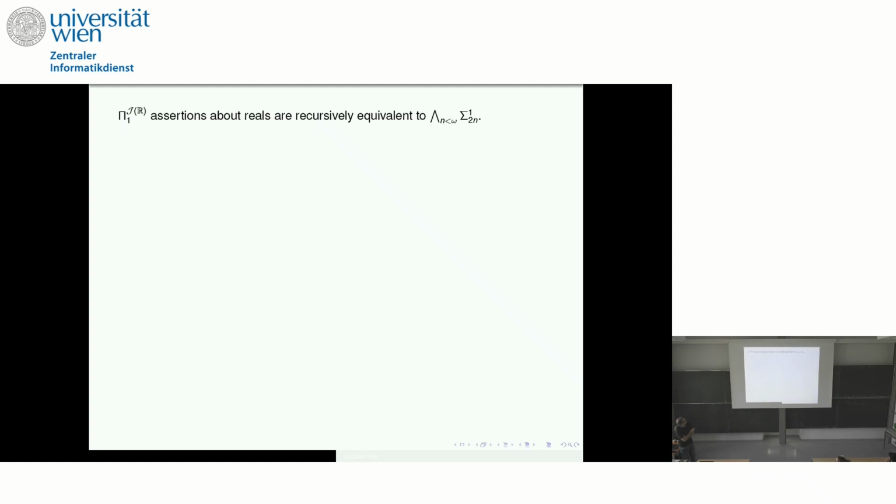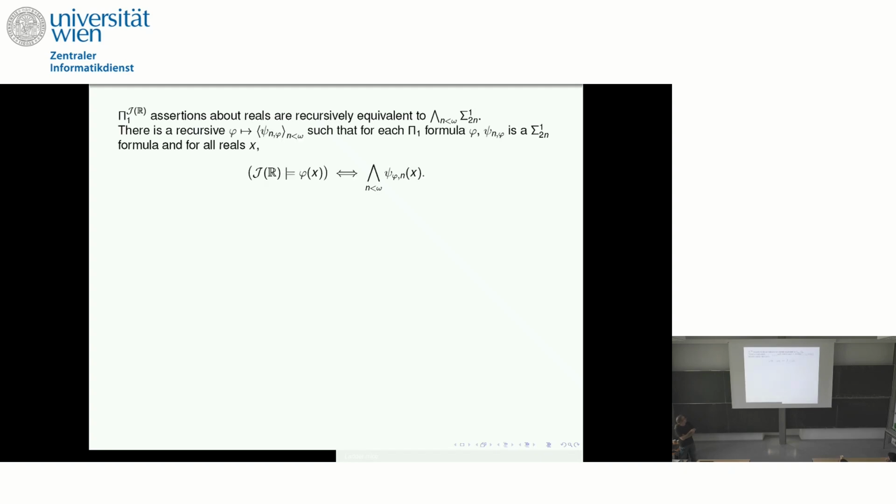So first of all, pi 1 over J of reals is recursively equivalent to an infinite conjunction of projective statements. This is a recursive correspondence, so there's a recursive map on formulas, phi a pi 1 formula, mapping to a sequence of projective statements such that J of reals satisfies the pi 1 if and only if the conjunction of these projective statements is true. And then conversely, you can take an infinite sequence of projective statements and convert that to a pi 1 statement. The first direction we were interested in.